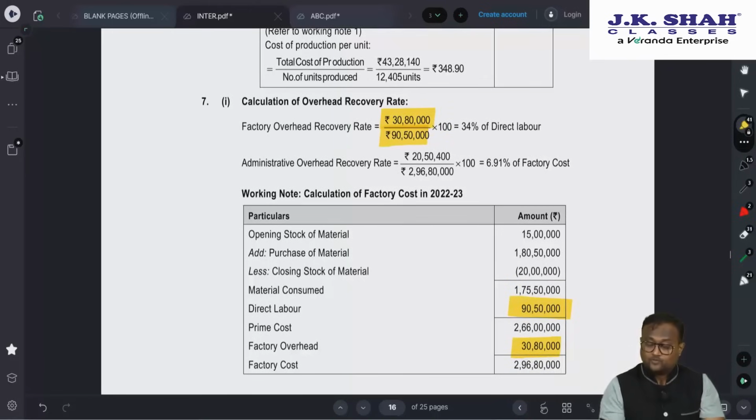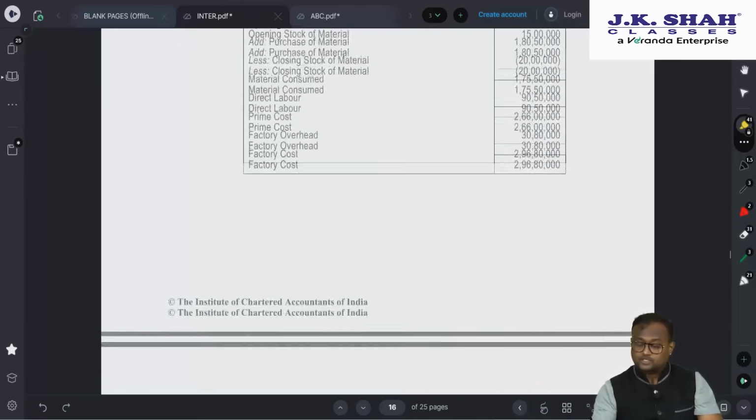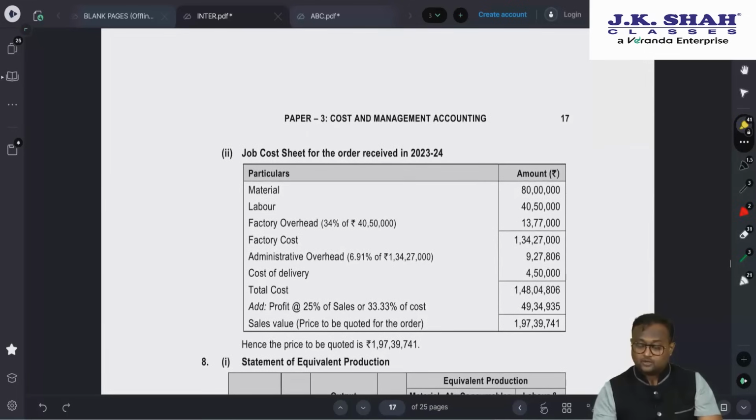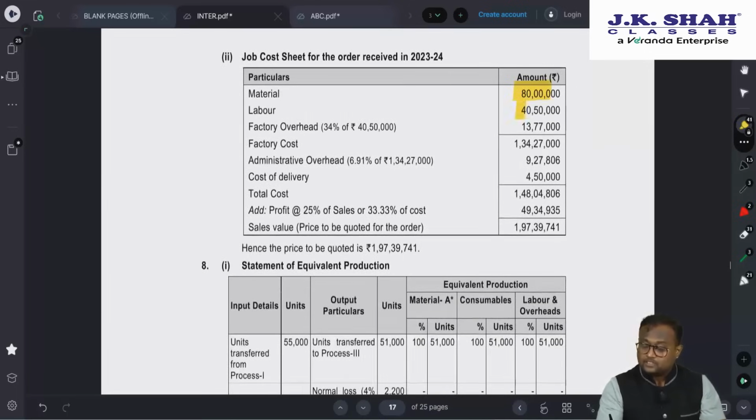So, factory overheads upon wages into 100, 34%, and your admin overheads of 20 lakh 50,400 was based on factory cost. So, on the basis of the old cost sheet, we got these percentages which are simply supposed to be applied here on the new cost sheet. 80 lakhs, 40 lakh 50,000 as per the information, 34% of labor will give you overhead. So, there is nothing new to be discussed.